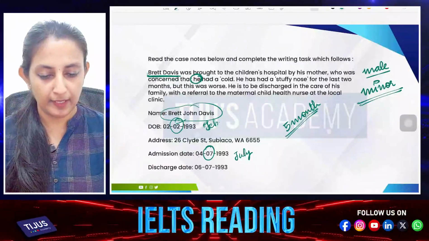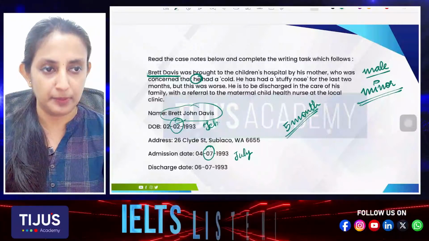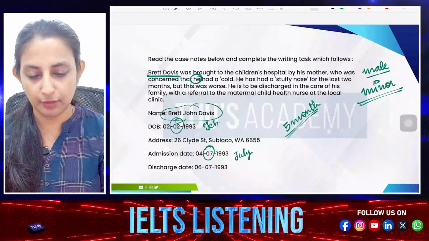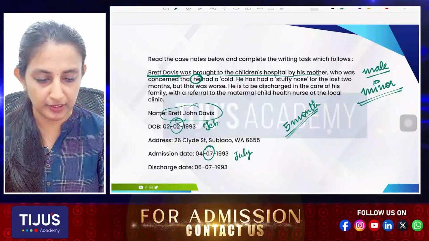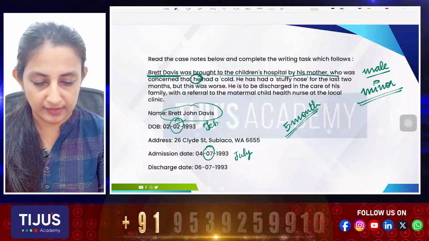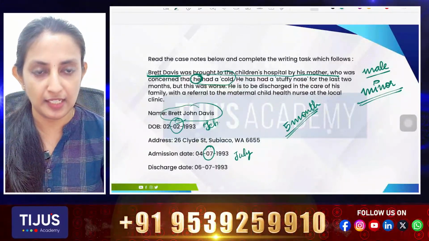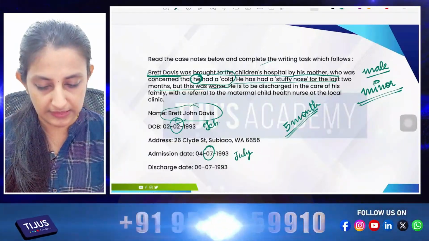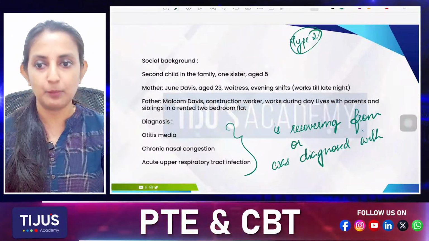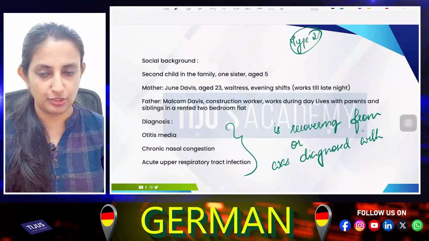So what can we say? He was brought to the children's hospital by his mother with the concern of cold. He had a stuffy nose for the last 2 months which has worsened. The information that it worsened we can mention in the present body paragraph. And his condition was diagnosed as mentioned.